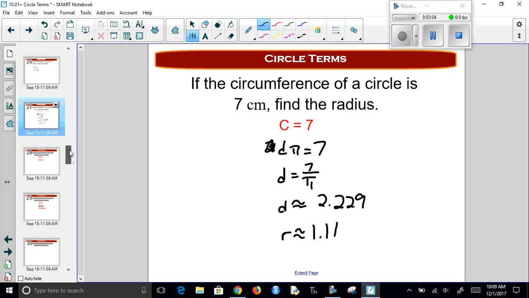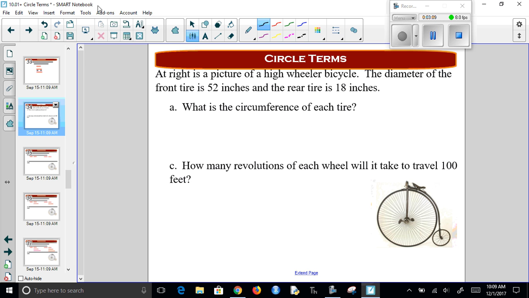All right. Now I'm going to move down to a wheel problem, number 5 on your sheet. On the picture we have this weird looking bike, some old school bike, and I'm going to do this one because the revolutions is a little bit different of a question. First off, we want to find the circumference of each tire. The front one has a diameter of 52. The rear one has a diameter of 18.